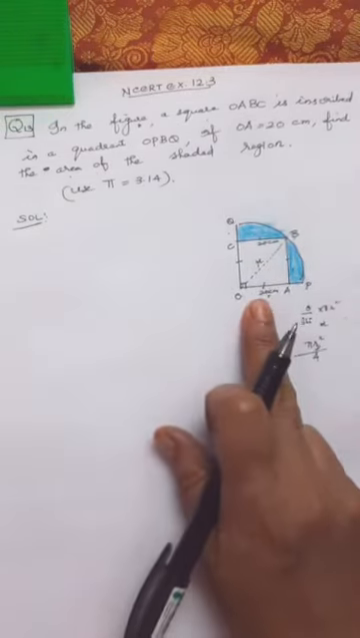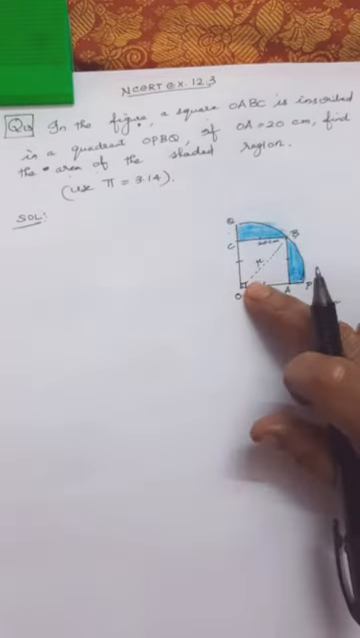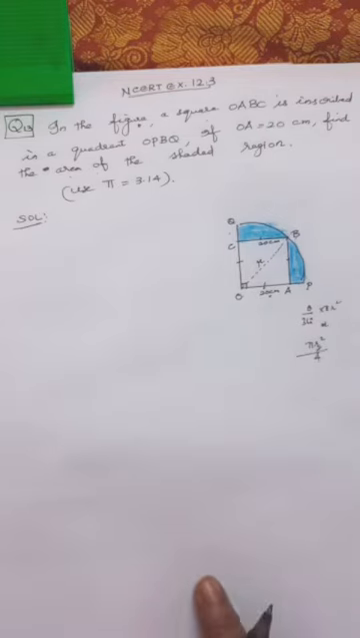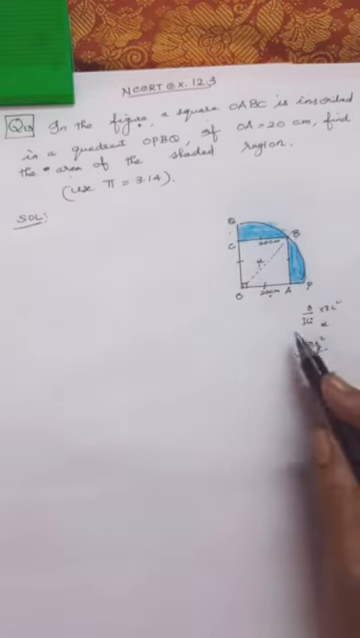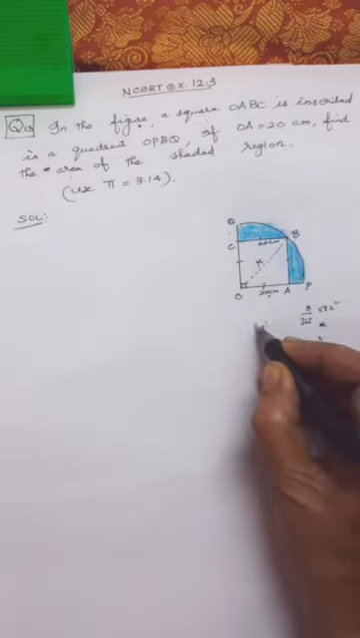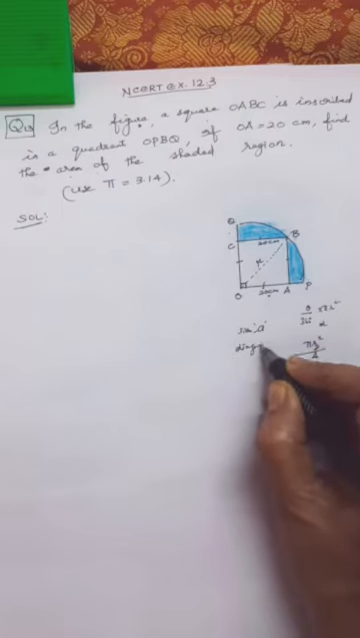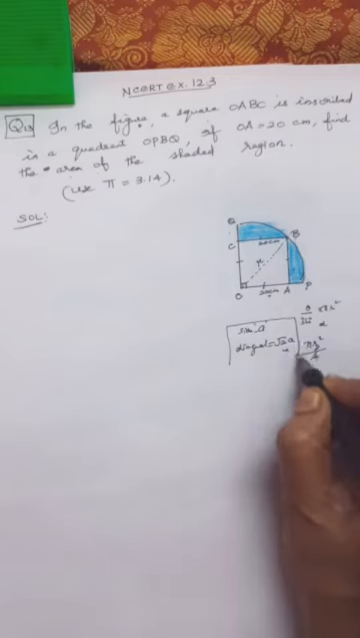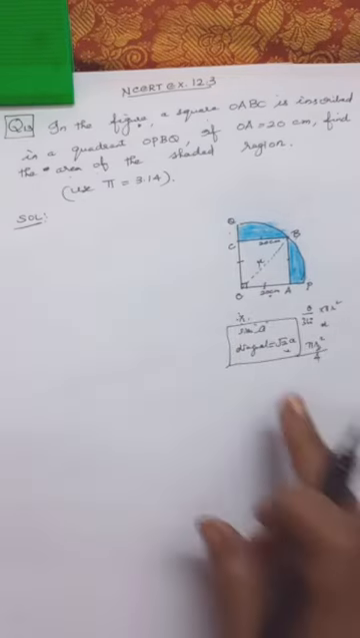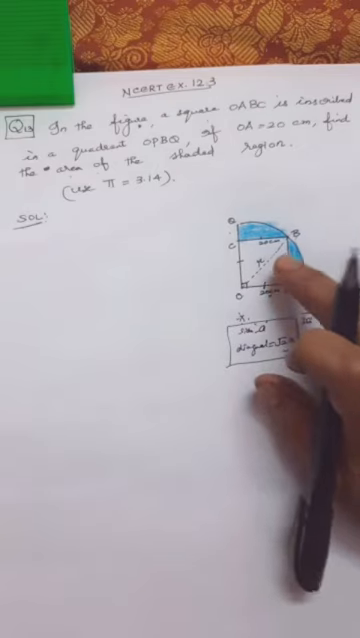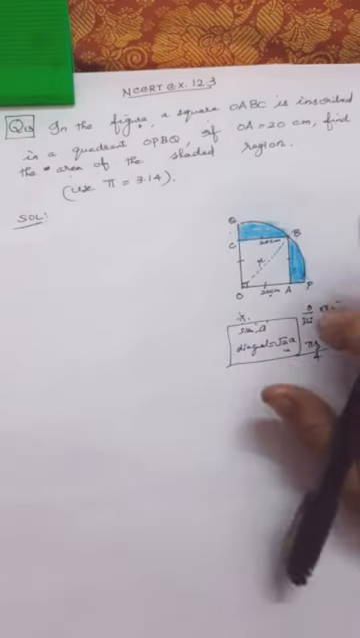Now this radius OB is nothing but the diagonal of the square. Already in your lower classes you have studied the diagonal of a square. If a is the side of the square, then its diagonal will be root 2 a units. This is the formula, so you can recall it and make use of it here to find out the radius of the quadrant.